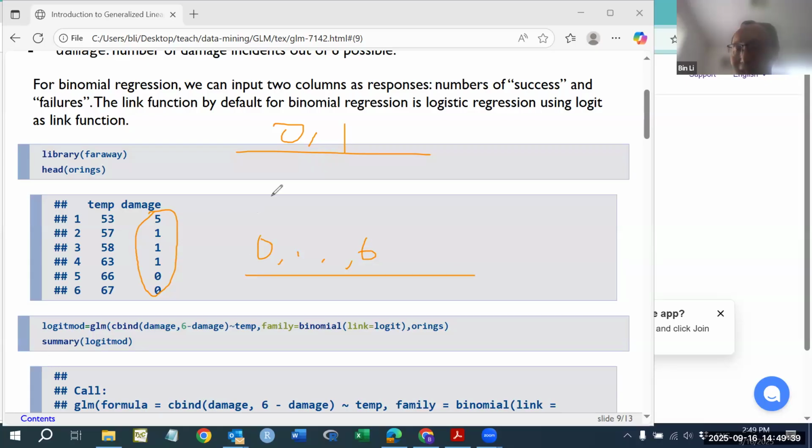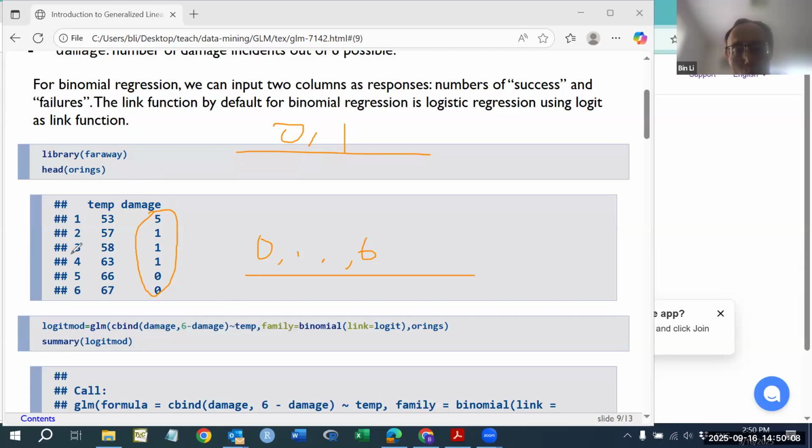This actually is still 0, 1. Why? Because for each ring, it is 0, 1. Is that right? For each ring. But here we observed 6 rings as a batch together. So that's why we just record it as 5 for that batch, 1 for that one. That's one way to show it.